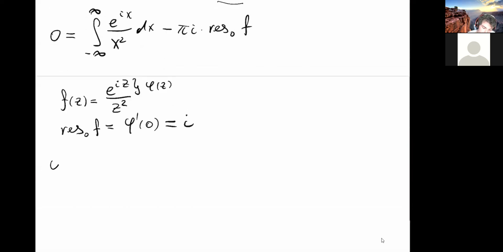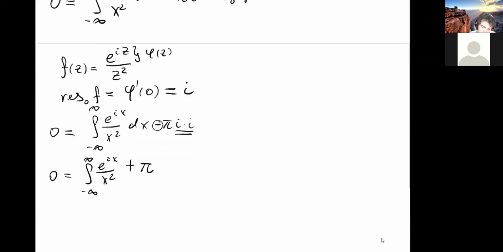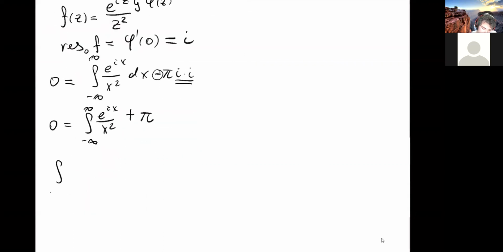So what do I know? I know that 0 is equal to the integral from minus infinity to infinity e to the ix over x squared dx. Now I'll be careful. Minus pi I times I. So I times I is minus 1, and minus 1 times another minus 1 is plus 1. So I got plus pi. And so this implies that this integral dx, forgot dx here, is equal to minus pi.